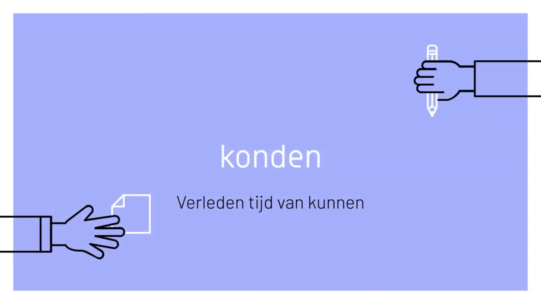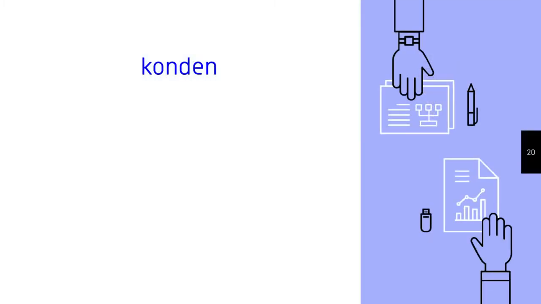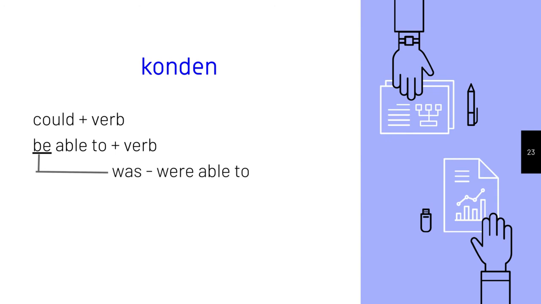Konden is the past of kunnen. So kunnen, present, konden, past. For konden, you can use could plus verb, and the other one is be able to plus verb. So the difference is the be. The present was for kunnen, and now we do the past, and that is was, were, able to. So change be into was or were. Don't say I be able to. Don't say I was be able to, but say I was able to.